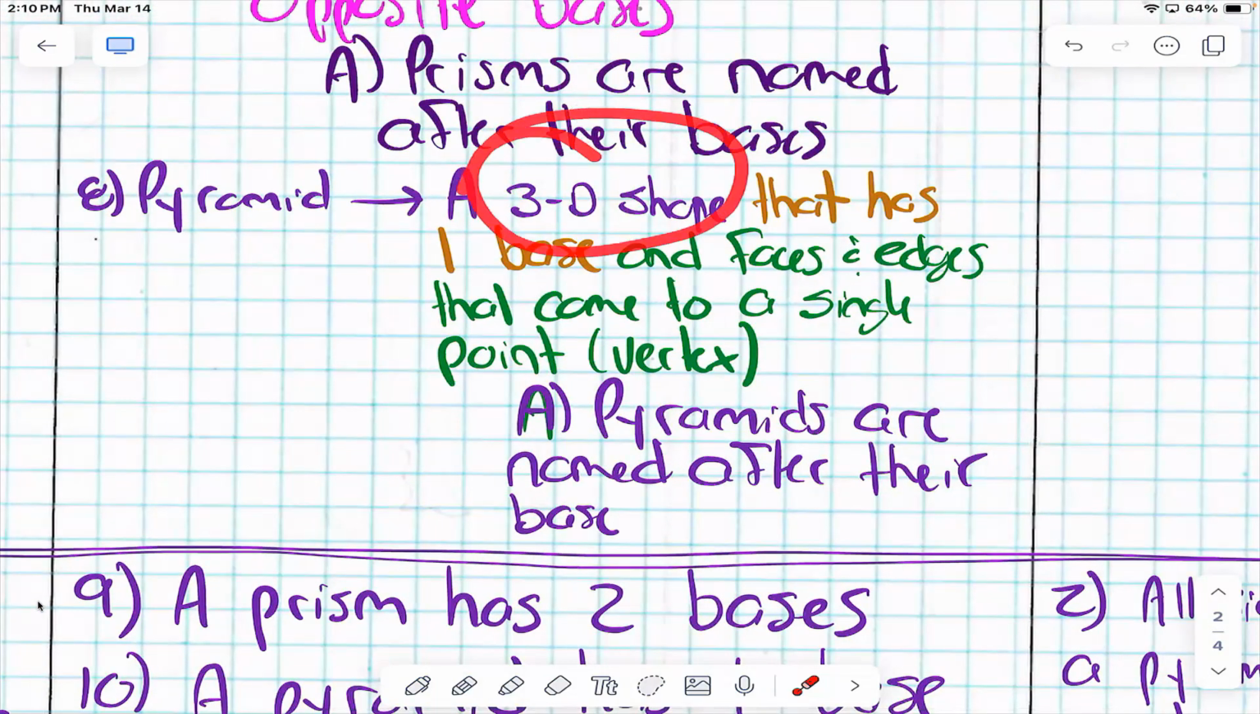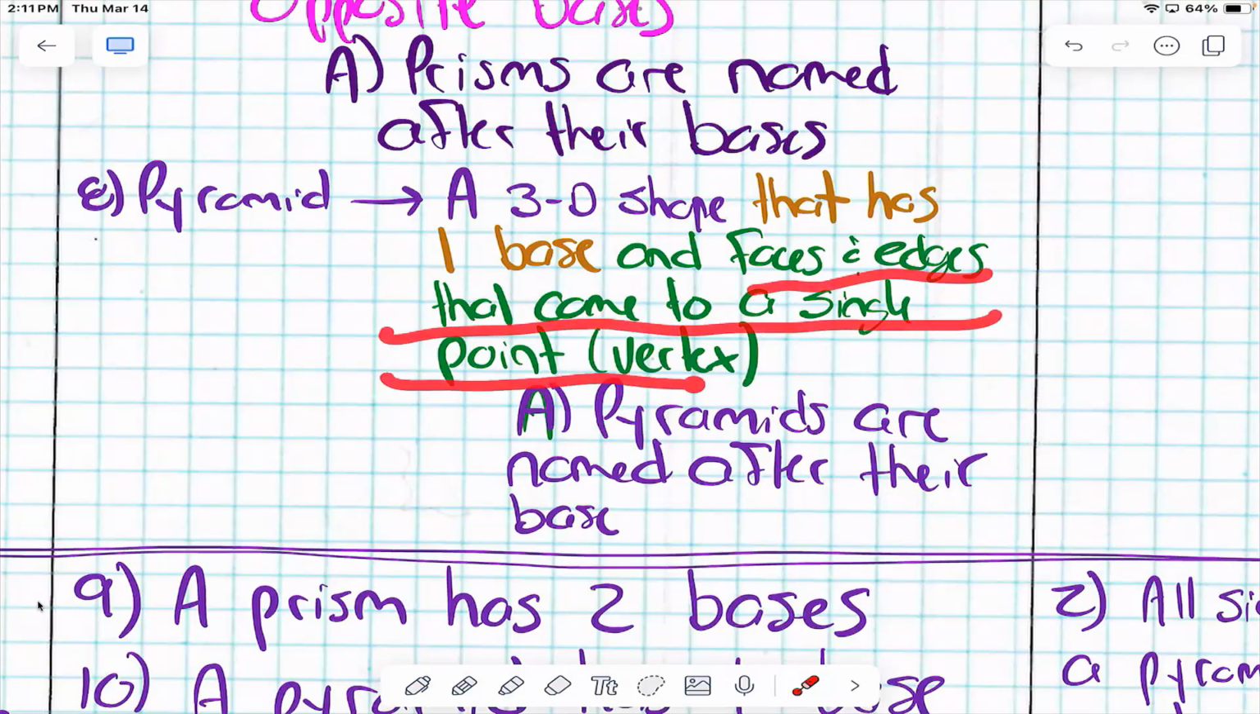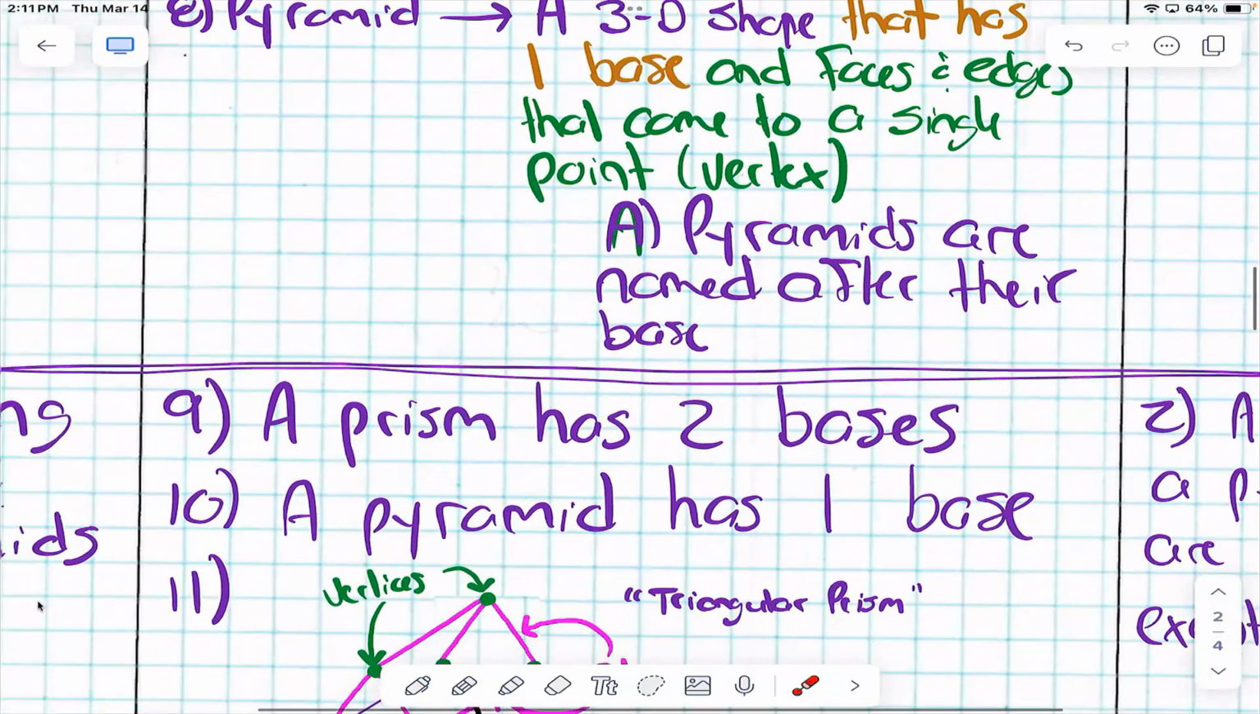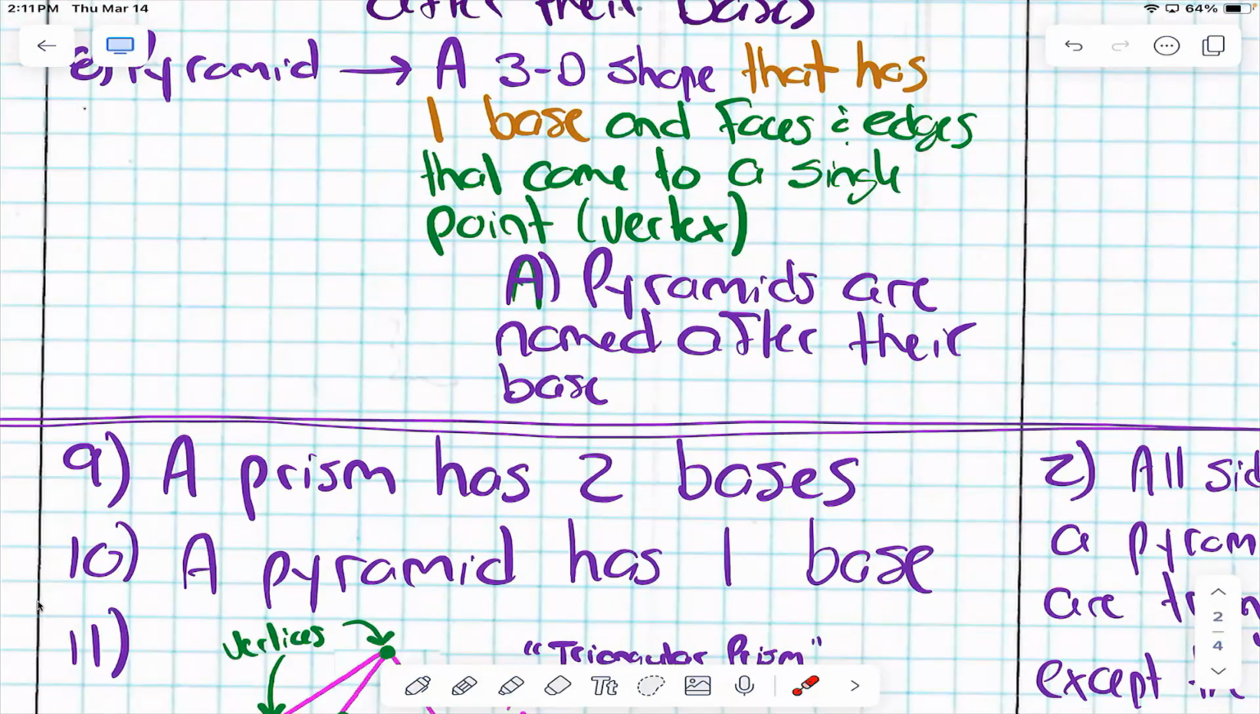A pyramid. Also a 3D shape, yes or no? Yes. How many bases does a pyramid have? 1. What happens with the faces and edges? What do they actually do in order to show us that it's a pyramid? They come to a single point. What's the single point called? Vertex. How do we name pyramids? What do we use to name the pyramids? We name them after their base, yes?